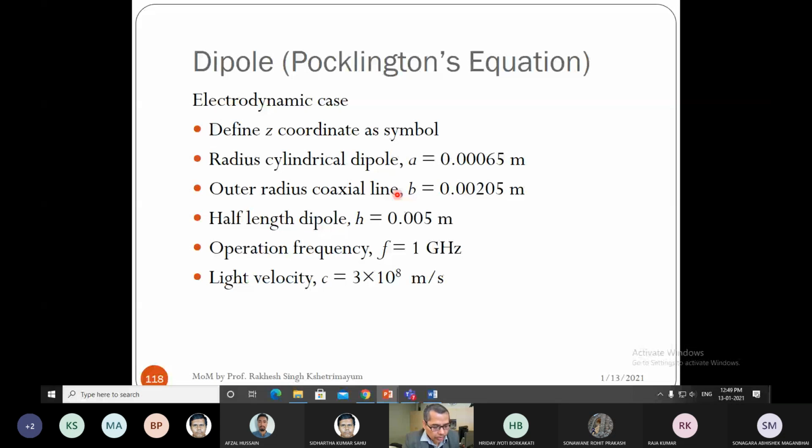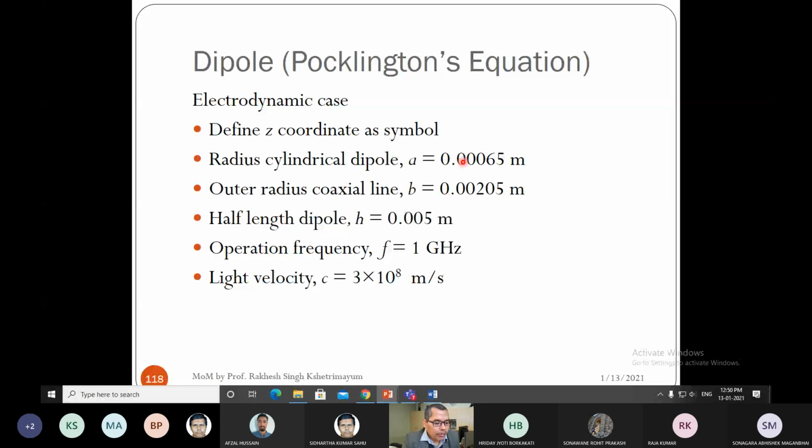We usually replace all the wires by coaxial cables at microwave and optical frequencies. So the source signal would be coming through the coaxial cable, which would be the input line, and it will be connected to this cylindrical dipole. The inner conductor of the coaxial cable would be connected to the dipole antenna, and the outer conductor would be grounded. The radius of the outer conductor is this, and the radius of the inner conductor is this.